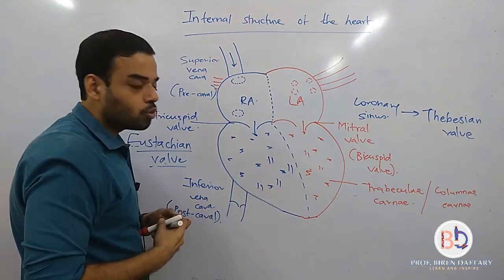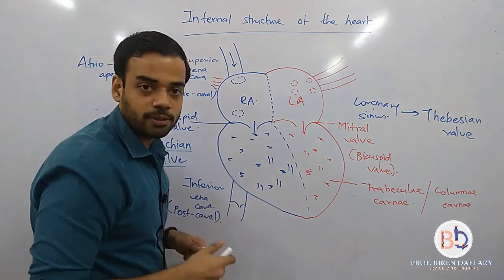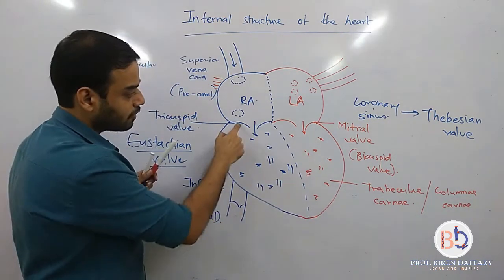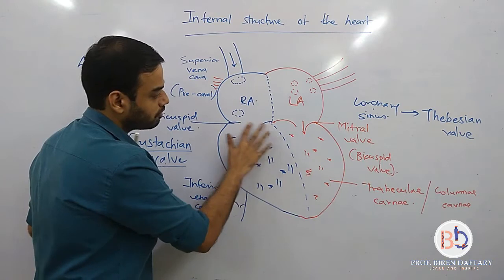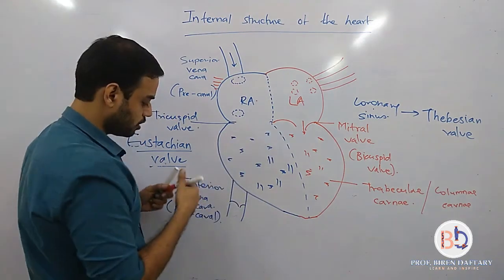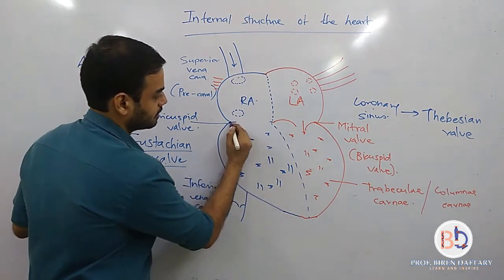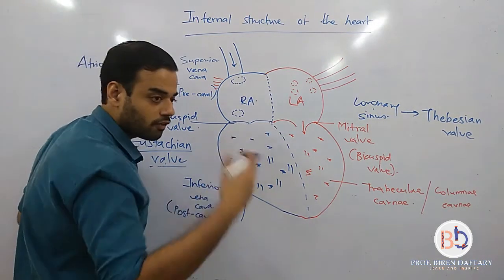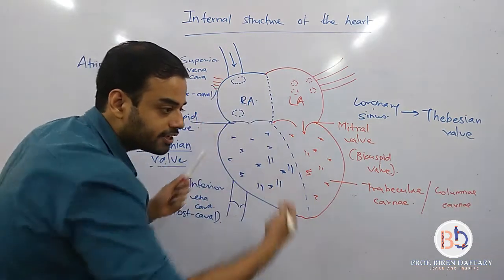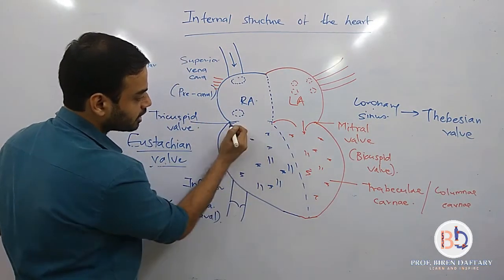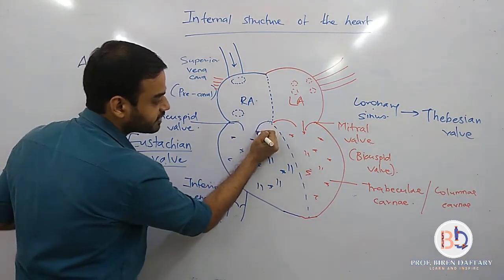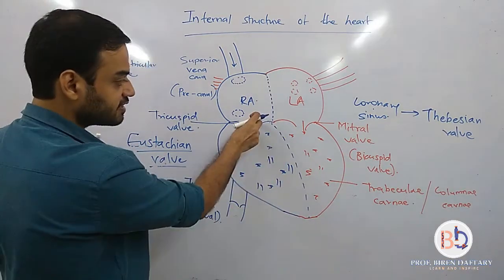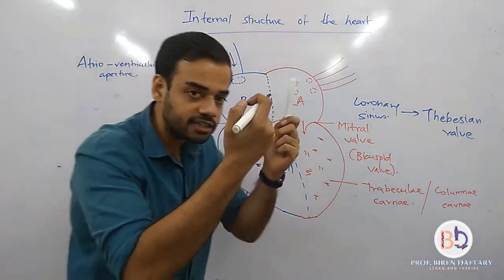Now, who is actually pulling the valve? If I show you the valves which are closed, the closed valves will be like this. And when the valves open, they are pulled downwards, and because of the downward pull, the valves actually bend, and that is why this aperture is created. So who is pulling these valves downwards?